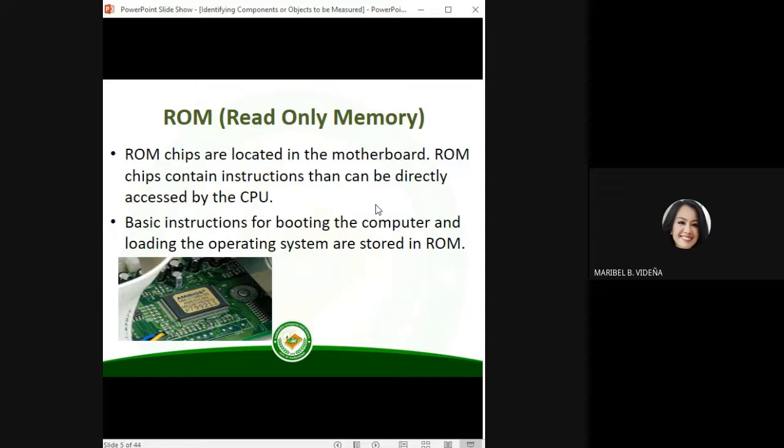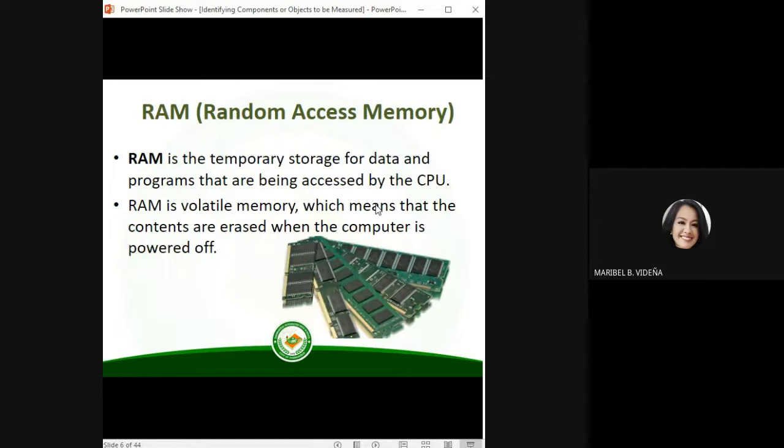The third component is random access memory, or RAM. RAM is a temporary storage for data and programs that are being accessed by the CPU. RAM is a volatile memory, which means that the contents are erased when the computer is powered off. The more RAM in the computer, the more capacity the computer has to hold and process large programs and files, as well as enhance the system performance.